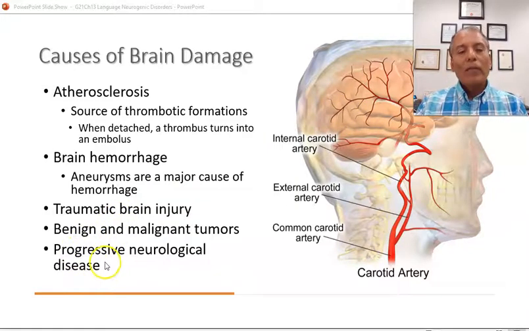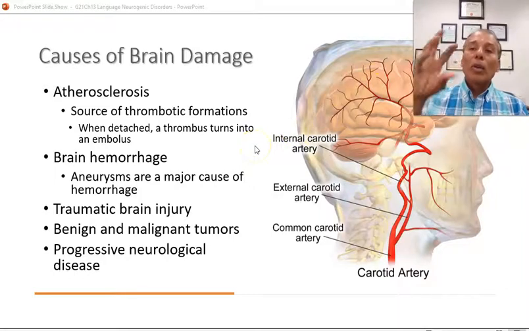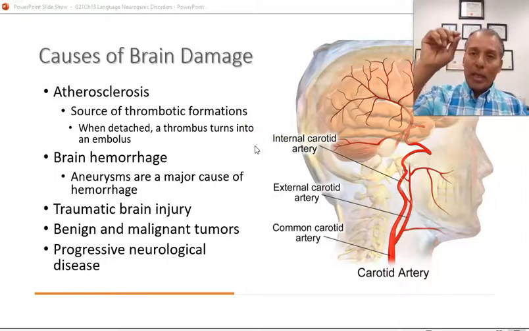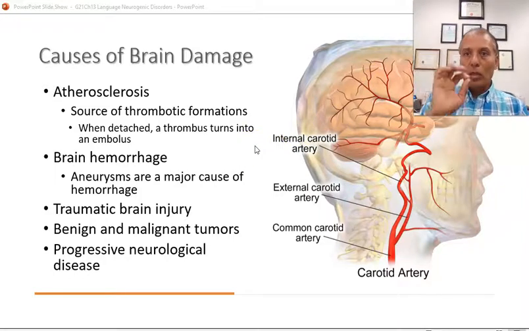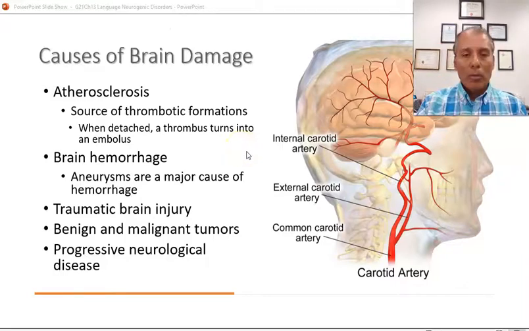Also we have progressive neurological disease, like dementia, for example, and other neurological disease that causes shrinkage or death of brain cells or death of the axons that come out of neurons, so that will disrupt signal flowing through the brain.